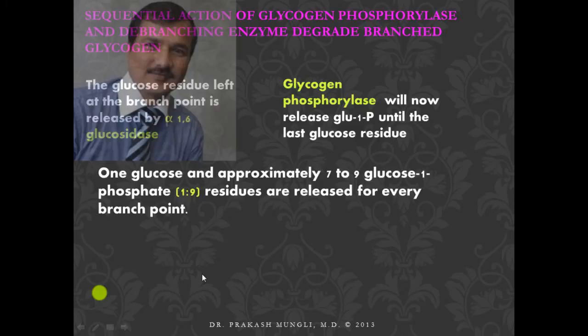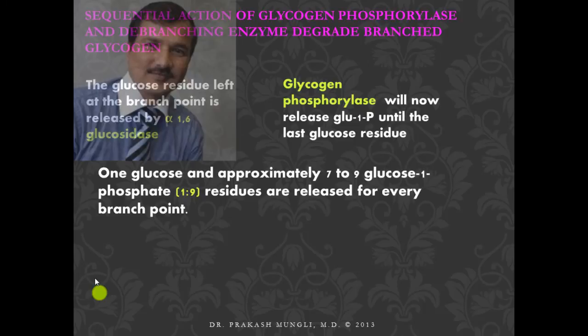So this is what happens. So approximately 1 glucose residue will be released for every 7 to 9 glucose 1-phosphate released. So you can take it as 1:9 residues are released for every branch point after glycogen degradation. So note that glycogen degradation starts 2 to 3 hours after fasting, and glycogen degradation will be at peak at 12 hours of fasting, and then it will come back to baseline, or maybe it is completely depleted by 24 hours under standard conditions.